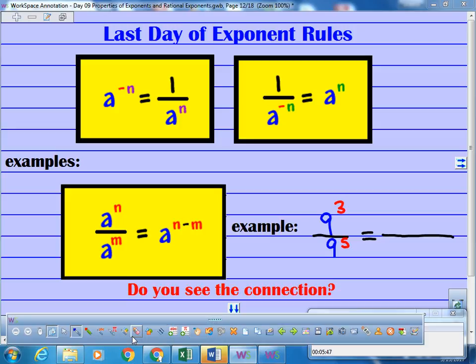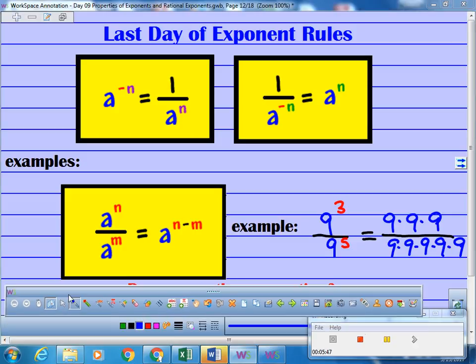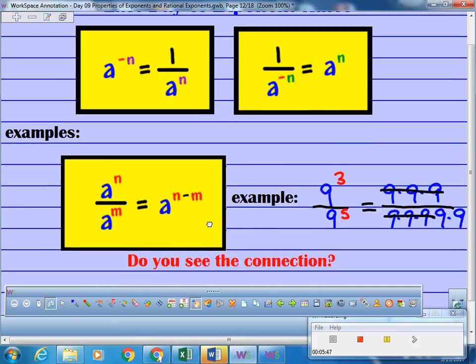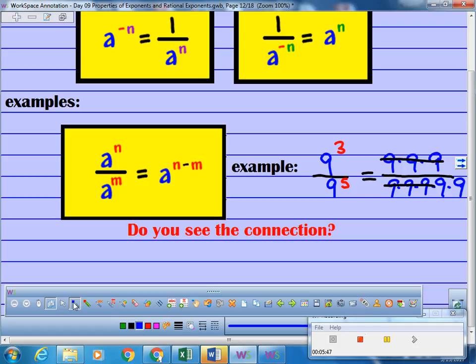It's real, right? So, 9 cubed is 9 times 9 times 9, right? And 9 to the 5th is 9 times 9 times 9 times 9 times 9. So, how many 9s am I crossing off? 3. So, I'm crossing off 3, crossing off 3. So this is where this rule comes. Hold on, hold on. Let me finish my thought. So I have 1 over 9 squared, right?